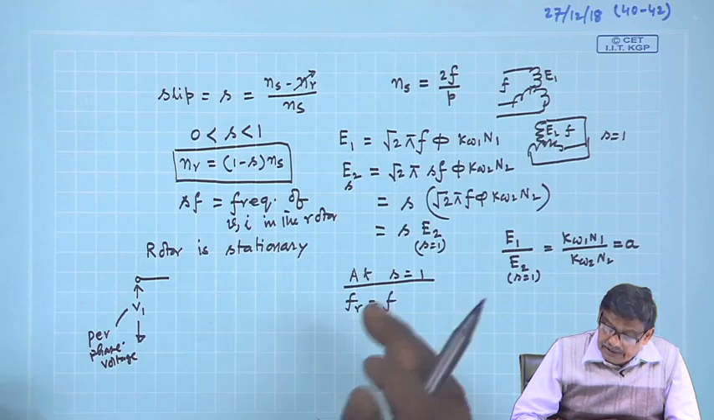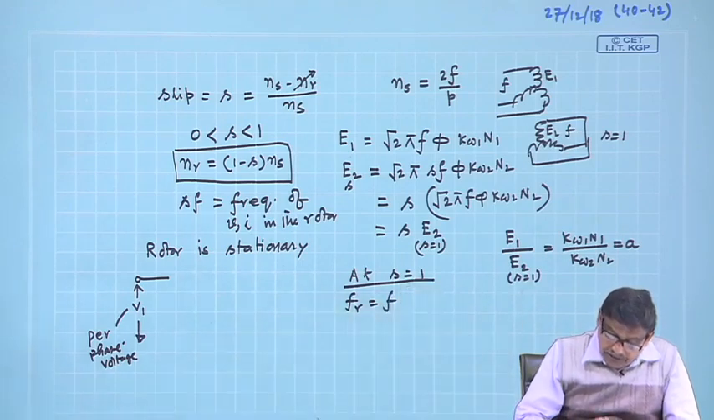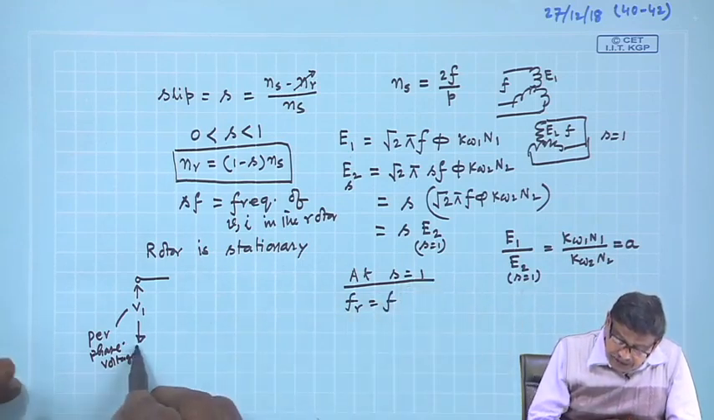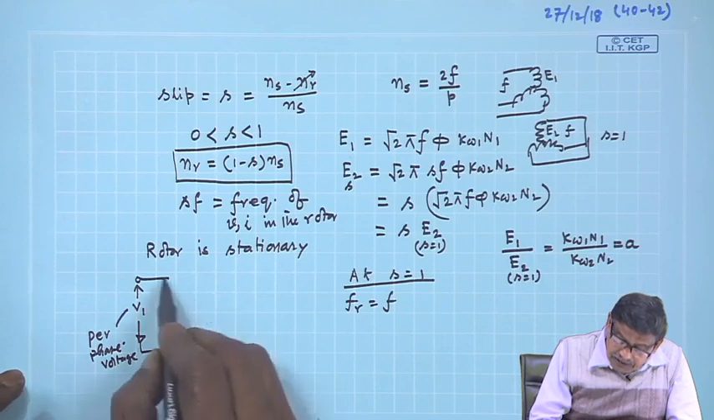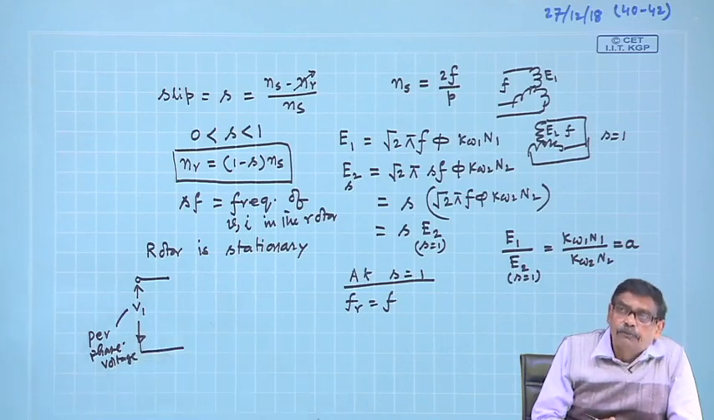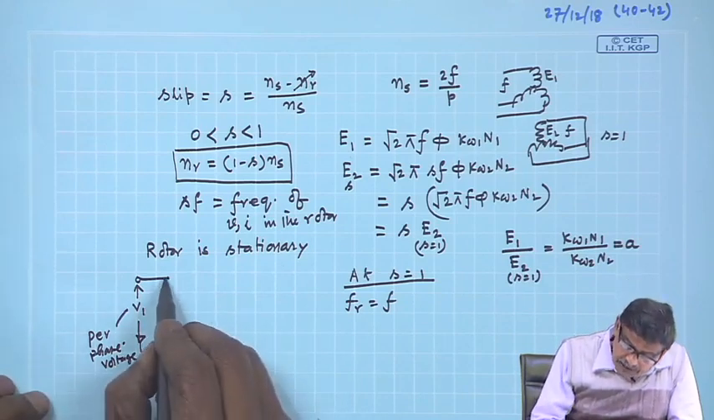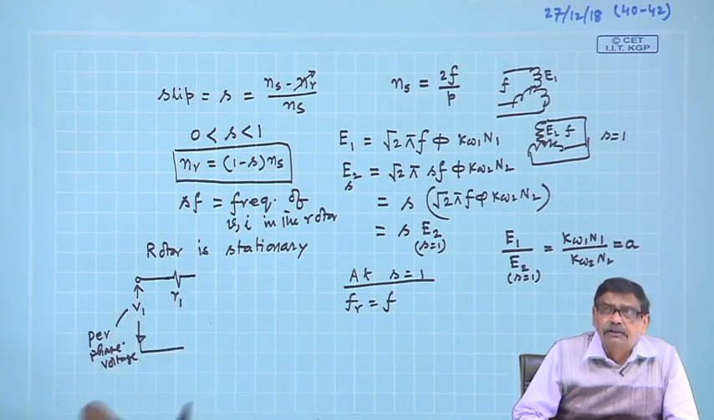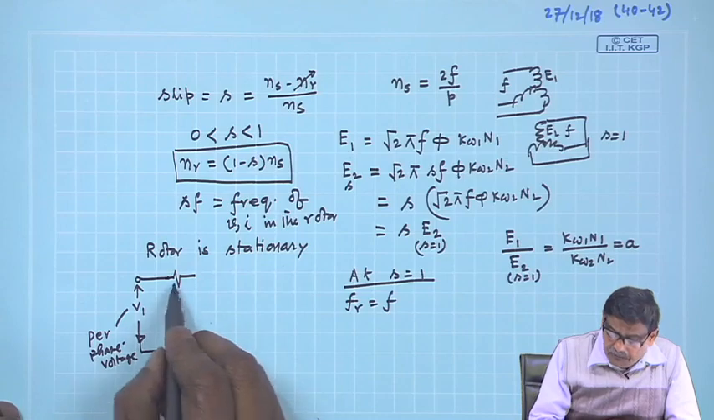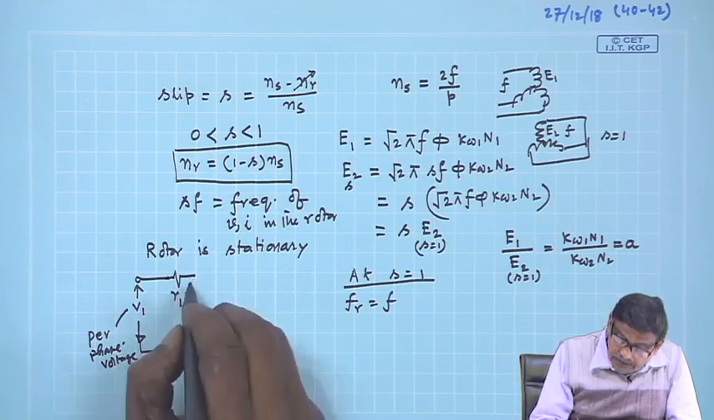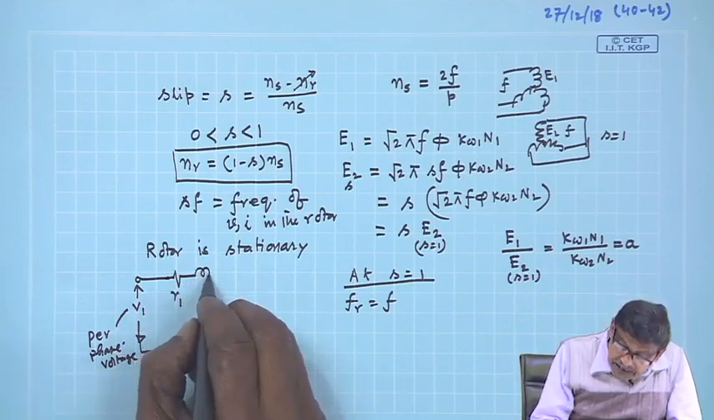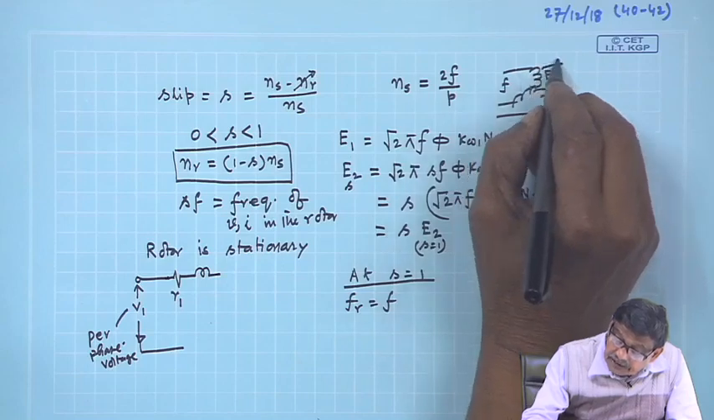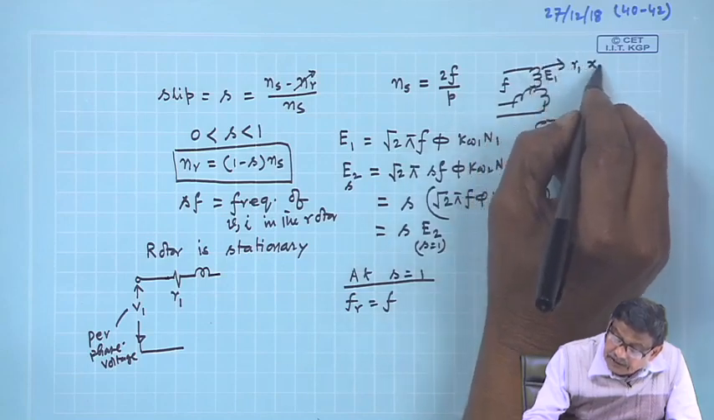So, at least at S equal to 1, the equivalent circuit will be just like a transformer. There will be a stator, which if it is not an ideal winding, has a per phase resistance R1 and a leakage reactance. This winding is having R1 and X1.